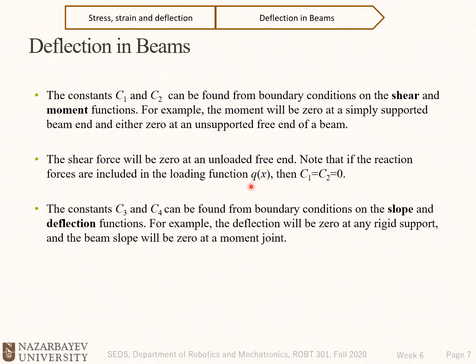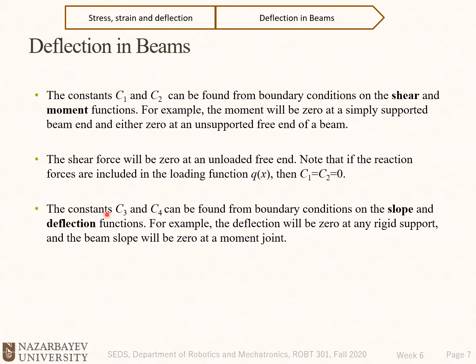So if you are writing Q(x) based on singular functions and are including reaction forces on all supports, then you could simply ignore C1 and C2.